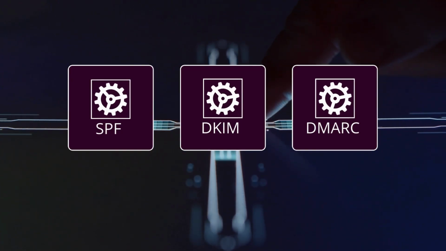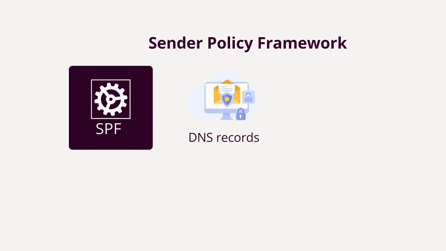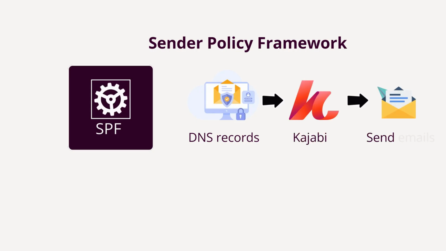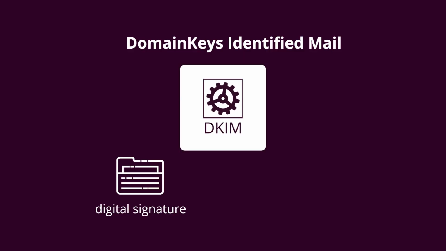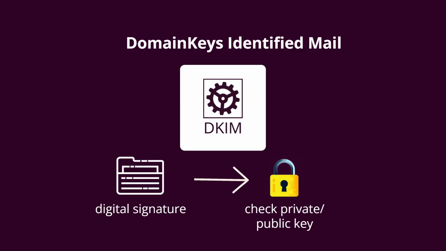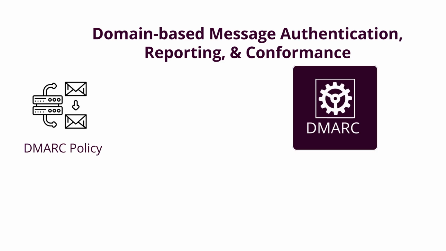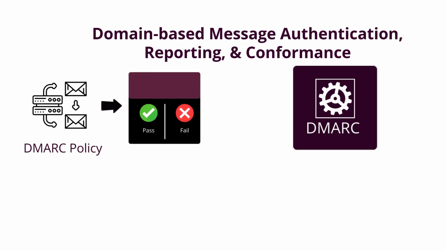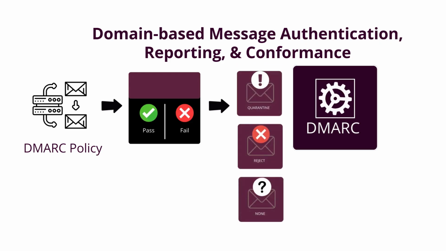So here's how it works. SPF, these are DNS records that tell email providers that Kajabi is allowed to send emails on behalf of my domain. DKIM is a digital signature that proves the email wasn't altered or spoofed. And DMARC tells inbox providers what to do if SPF or DKIM fails, whether they should deliver it, quarantine it, or reject it.